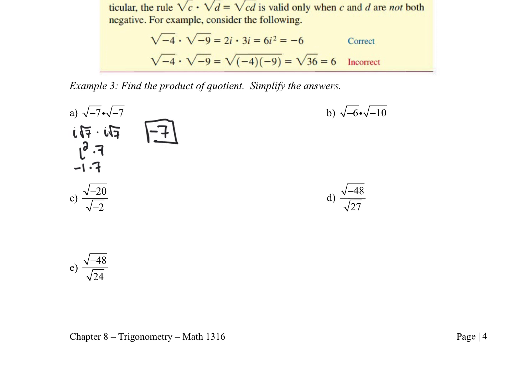On letter B, the i pops out, square root of 6, times i pops out, square root of 10. I get i squared, square root of 60. 60 is 15 times 4, so I have i squared, square root of 4, square root of 15. Square root of 4 is 2, so I get 2i root 15. Oops, sorry, 2i squared. i squared is negative 1, so negative 2 square root of 15.